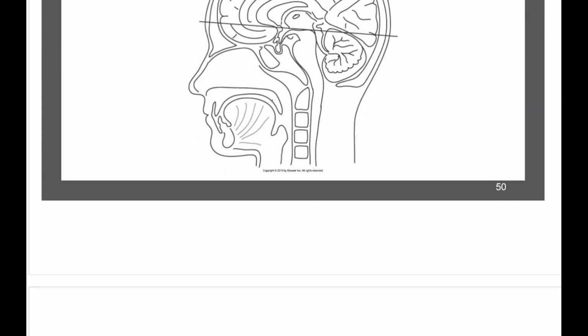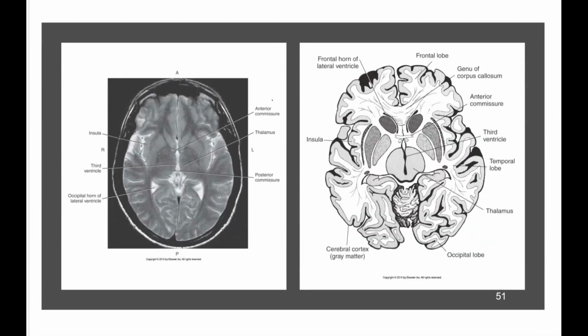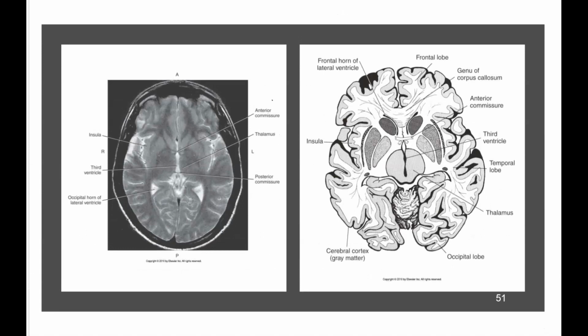So here's an axial. If we take a look here, with the trained eye, you'll start to see all the little densities, okay? So this is what the radiologist is looking at. So if we look here, we have anterior commissure, we have our thalamus coming around, we have our posterior commissure, and in between is our third ventricle, the occipital horn of the lateral ventricle on either side. So our insula is right here. So this is our lateral fissure.